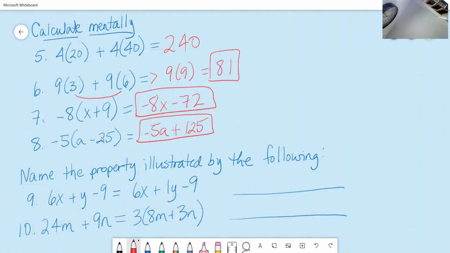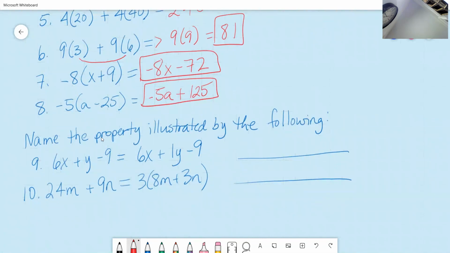If you're struggling with that, go back to your multiplication tables, practice them, write them out. Get yourself familiar with them. It'll make this a whole lot easier.